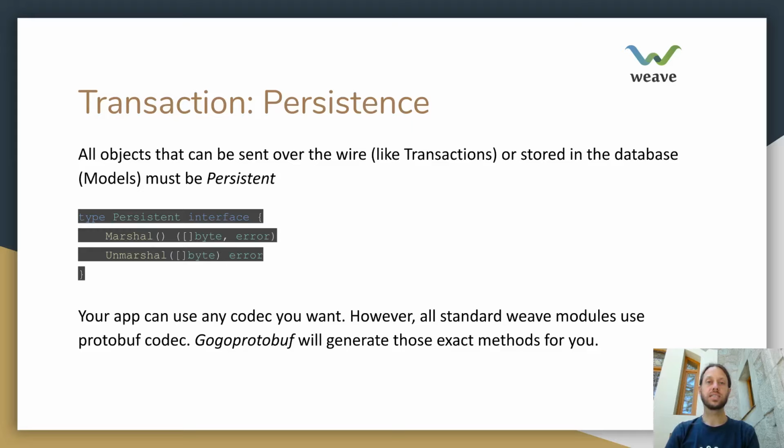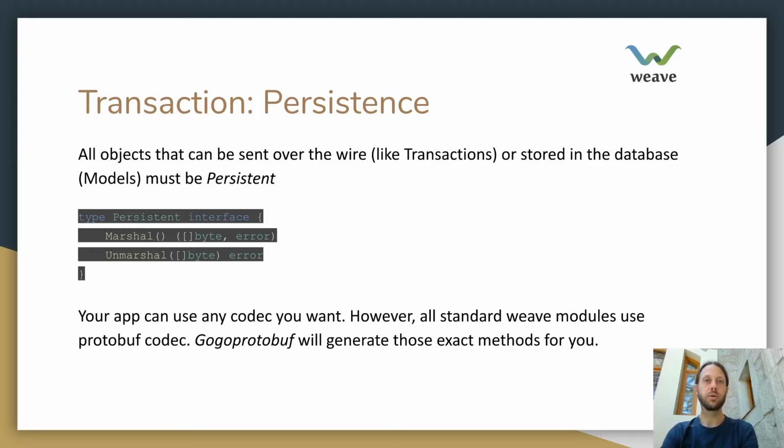The first one is persistence. Every object that is sent over the wire, like transactions and messages, as well as things stored in the database, models must be called persistent. Persistent includes marshal and unmarshal methods, meaning it can read and write to binary data. You can use any codec you want, in fact, but all the standard Weave modules use the protobuf codec.